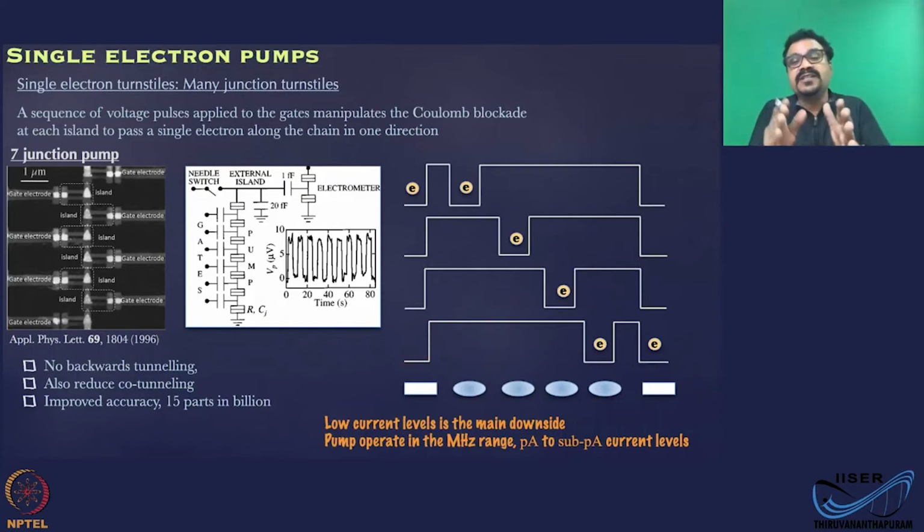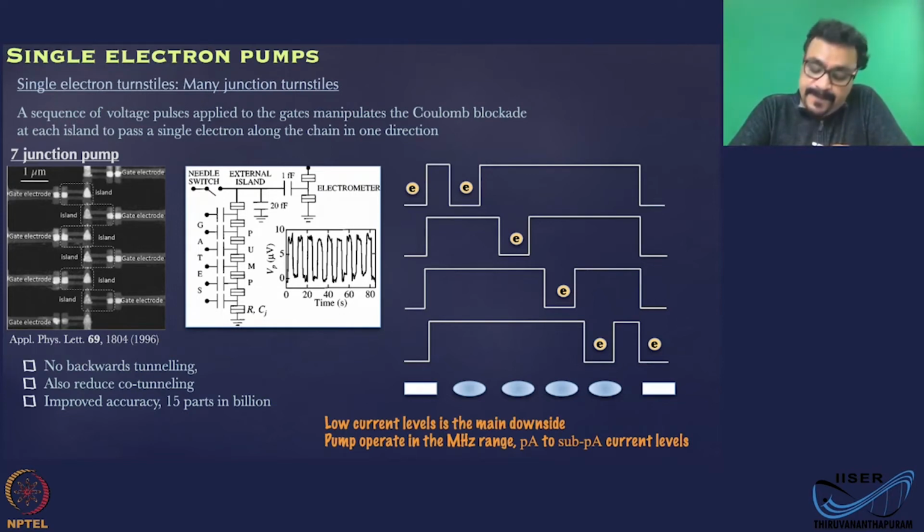If there's only one junction, co-tunneling can actually bring the electron back. You can have the electron tunnel back because of the co-tunneling phenomenon. But here you have many junctions and co-tunneling is not really favorable. So this will give better control and better accuracy in defining this current standard.